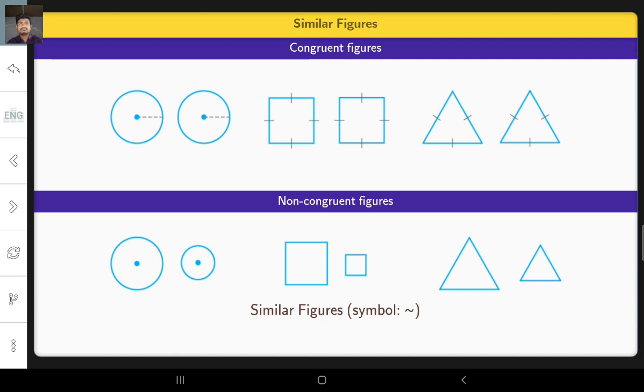Note that congruency can be understood as a special case of similarity, where the size of the shapes is also equal. Thus, all congruent figures are similar, but all similar figures need not be congruent. Tap the button to understand this better with an example.